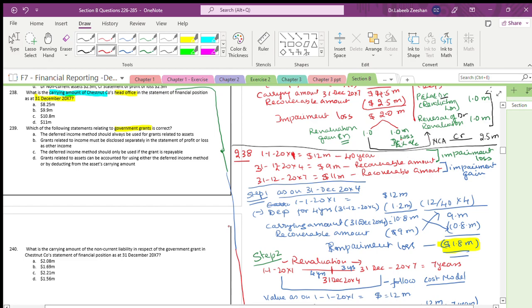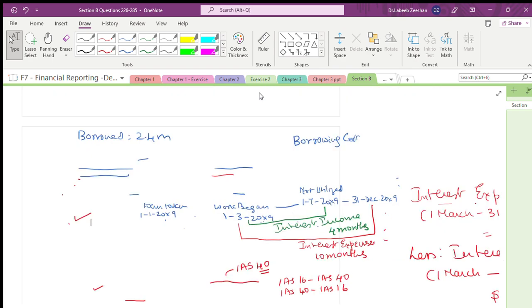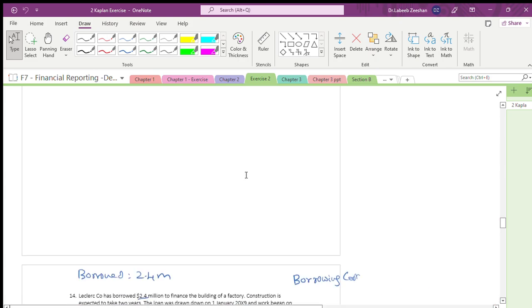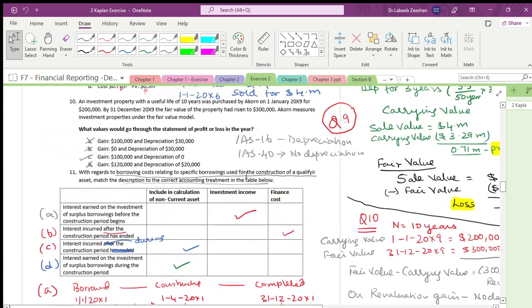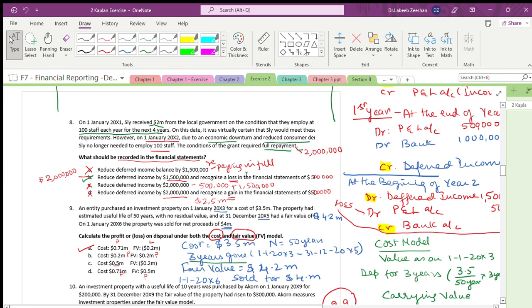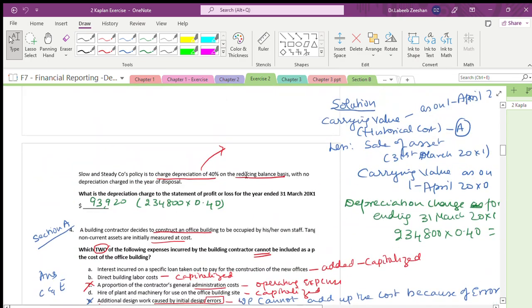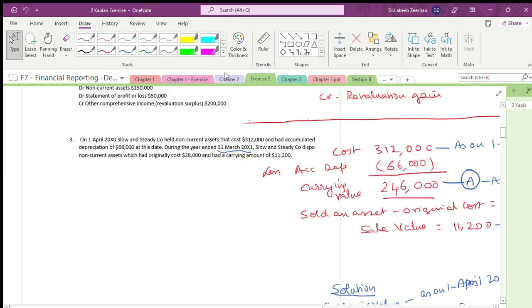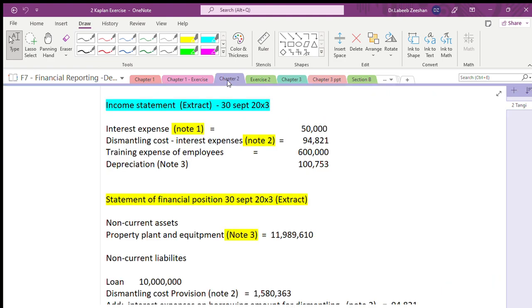Now, what they are saying, this is where we are talking in terms of government grants. Which of the following statements related to government grants is correct? If it is possible, I will go to that lecture to make sure that you have what we have learned in government grants.